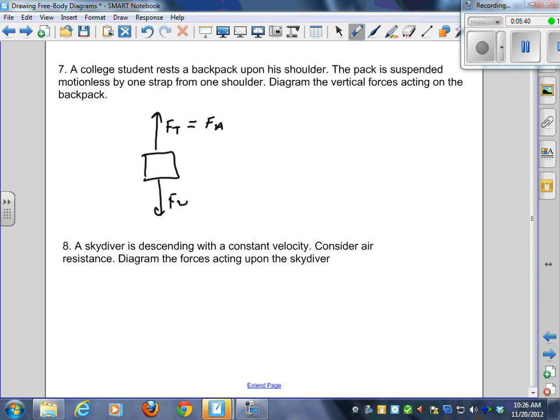What about the skydiver descending with a constant velocity, considering air resistance? Well, you have to consider air resistance if it's constant velocity, because that's the only thing that's going to actually cause it. So it's weight force and friction force. Once you get into these, they're pretty easy, are they not?